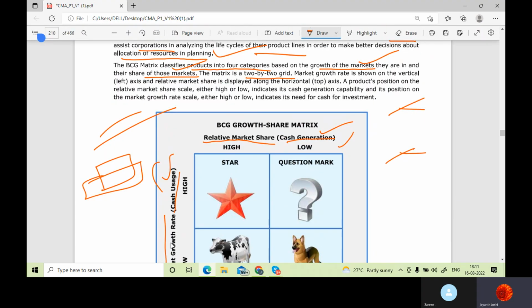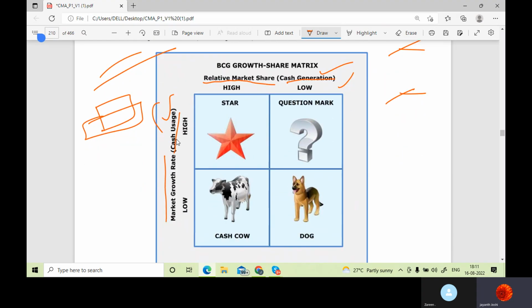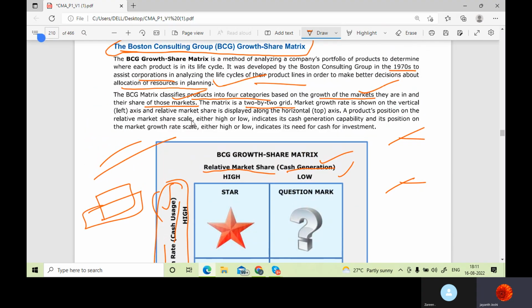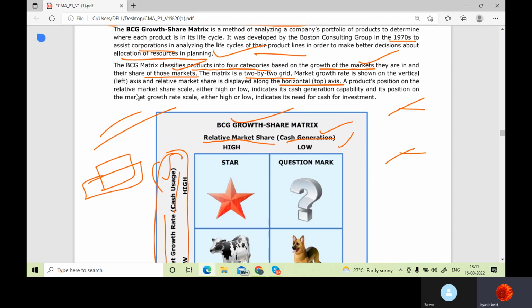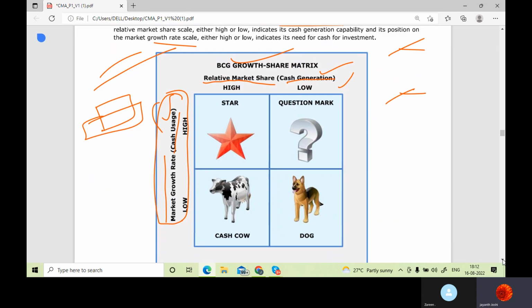Market growth rate is shown on the vertical left axis. This is the market growth rate, as you can see, and relative market share is displayed along the horizontal top axis. So this is the market share. A product's position on the relative market scale, either high or low, indicates its cash generation capability, and its position on the market growth scale. So we see how the products have share in the market and how they generate cash.